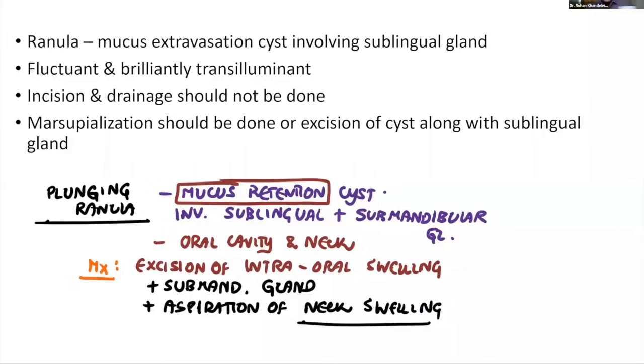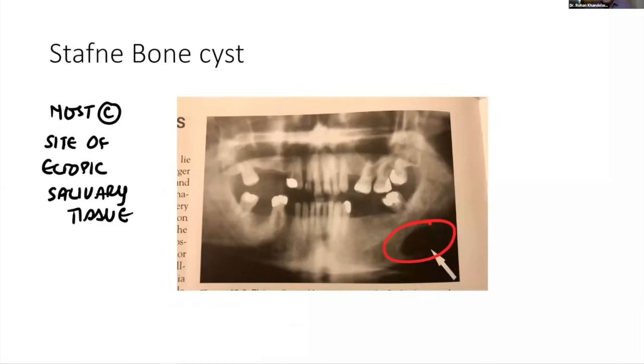Marsupialization or excision can be done along with the sublingual gland. A plunging ranula is a mucus retention cyst involving the sublingual and the submandibular gland. There is a swelling in the oral cavity and a swelling in the neck, and the management is excision of the intraoral swelling, the sublingual gland, and aspiration of the neck swelling.